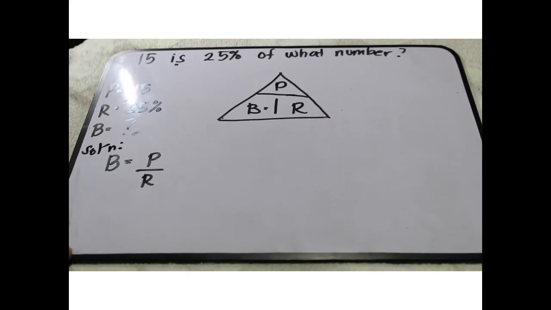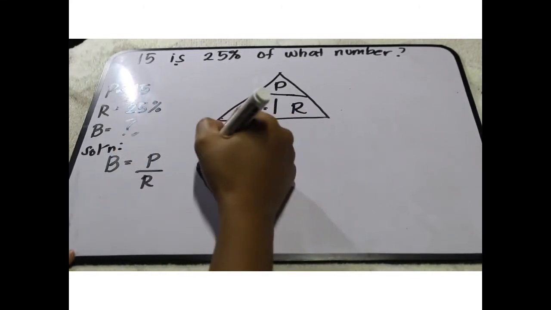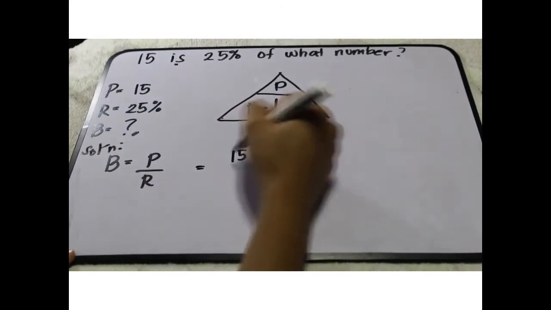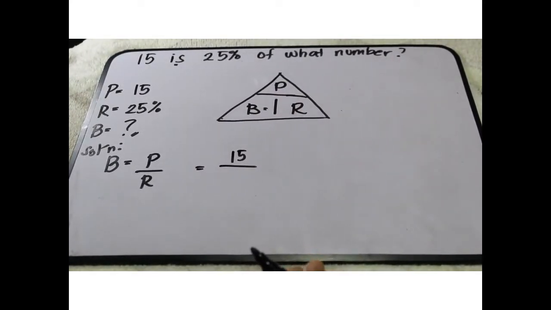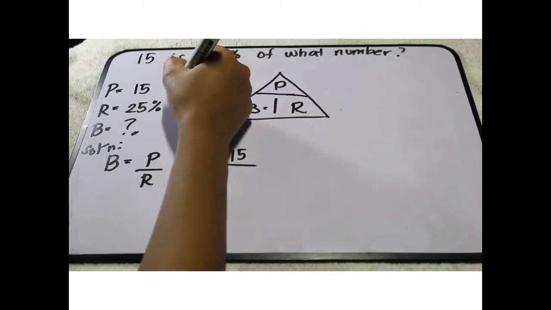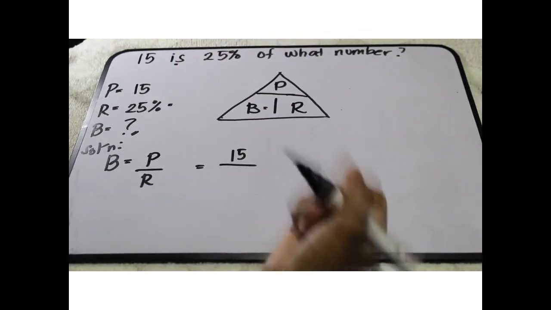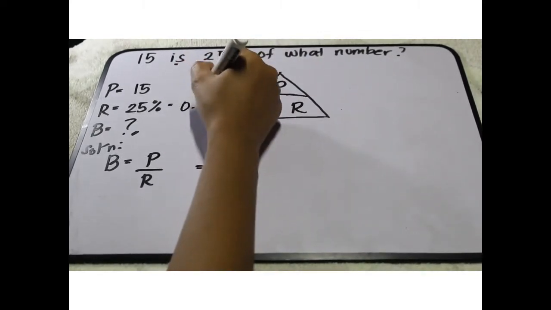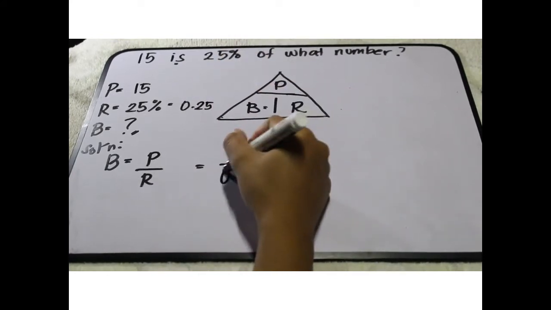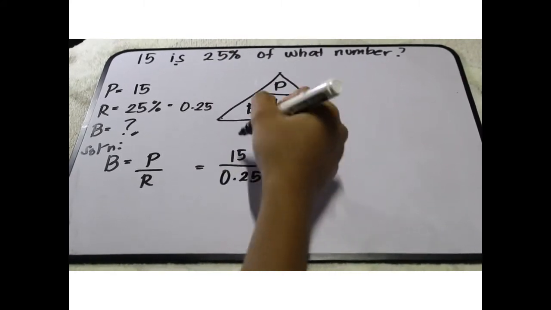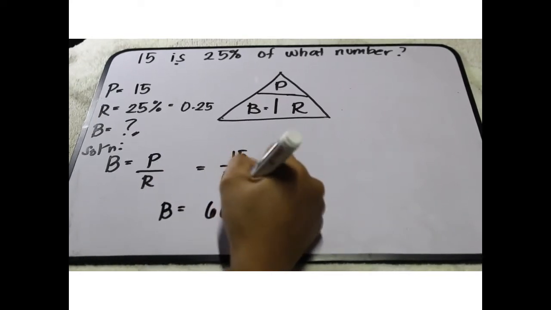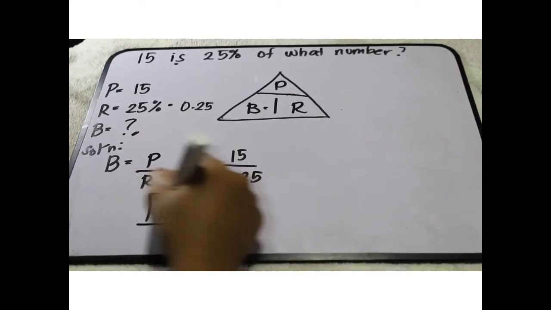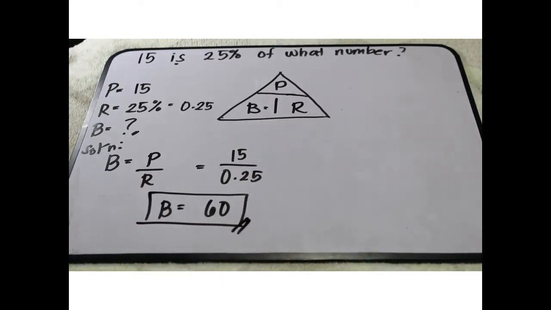Substituting in our formula, we have P is 15 over 25%. So it is in a percent form. We will convert it into decimal, divide that by 100, so that will be 0.25. Dividing this, you will get B is equal to 60. Therefore, our base is 60.